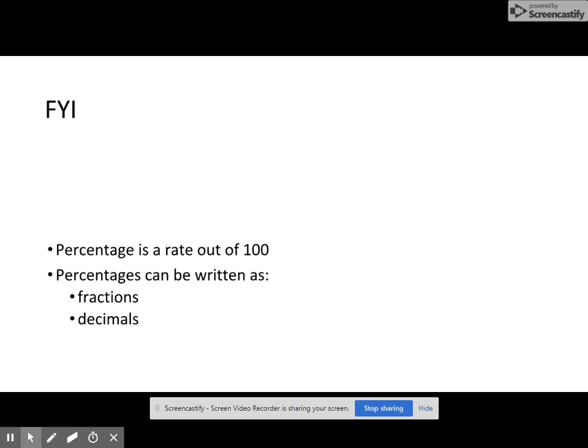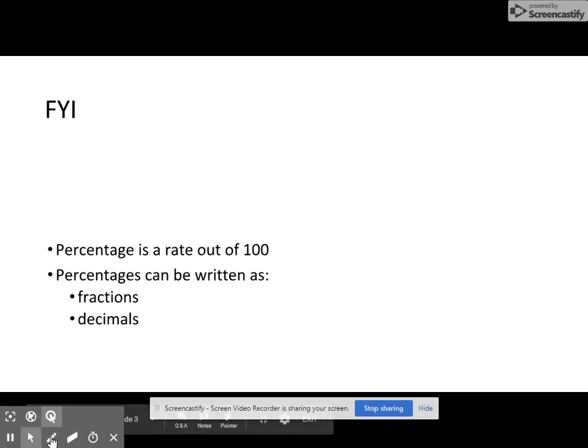So just a couple of terms to keep in mind. A percentage is a rate out of 100. So think about whenever you take a test, it's always out of 100%, even if there are not 100 questions. Percentages can be written as fractions and as decimals, and you will actually need to take every percentage and make it into a decimal before you can do any math to it. That's one of the rules with percentages, that you always need to make those into a decimal before you do that.